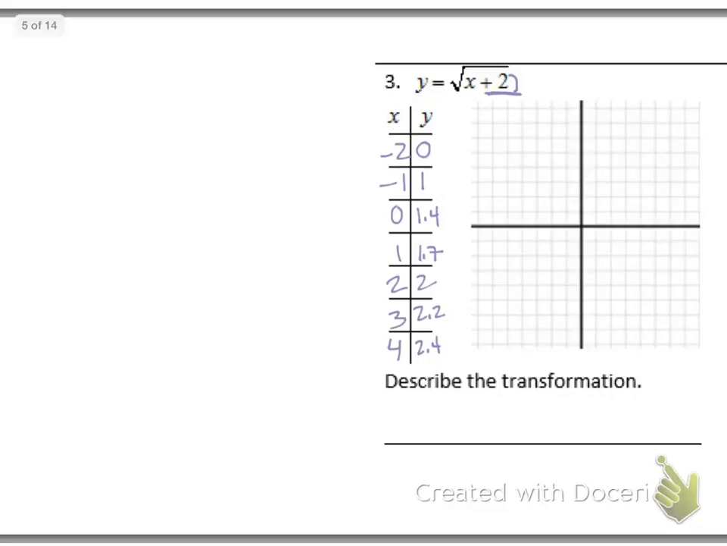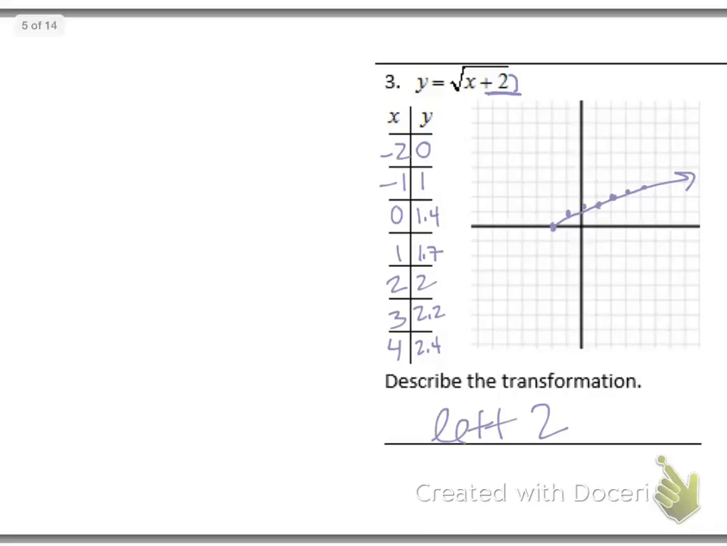So when I graph it, I got -2, 0; -1, 1; 0 a little bit higher than 1; 1 a little bit higher than that; 2; 3 a little bit higher than 2; and then 4 is a little bit higher than that. So it should look something like this when you graph it. Okay, so this is shifting left 2.